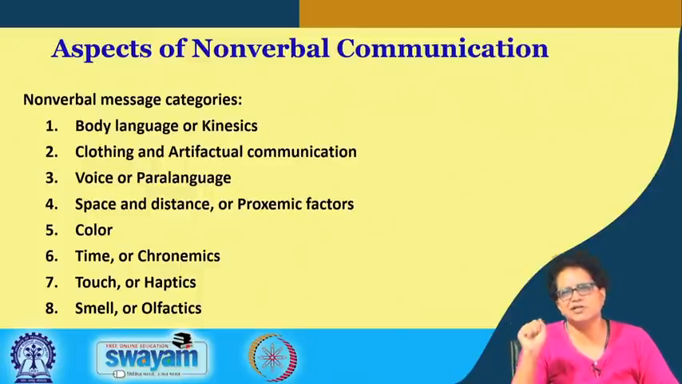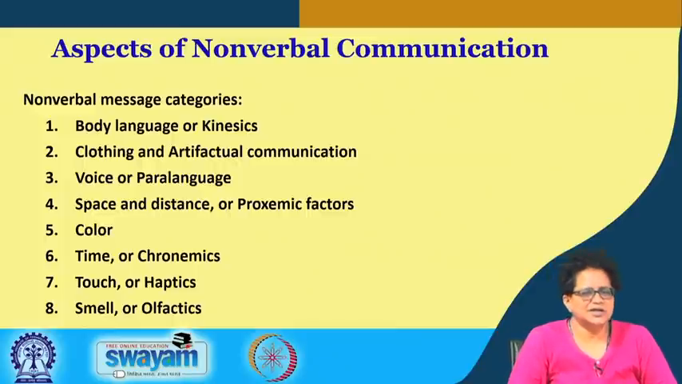Once you have remembered these 5 ICS terms, it is now easier for you to remember the rest of the 3, that is number 1 clothing and artifactual communication, number 2 color, and number 3 space and distance.